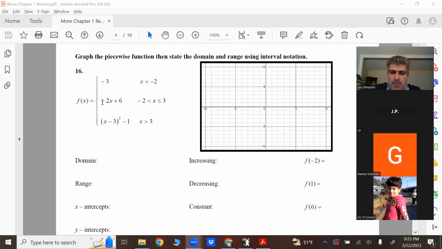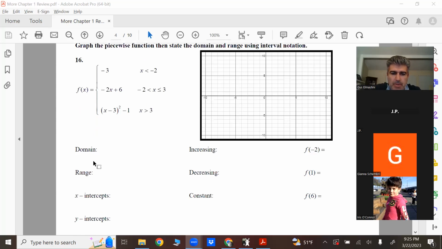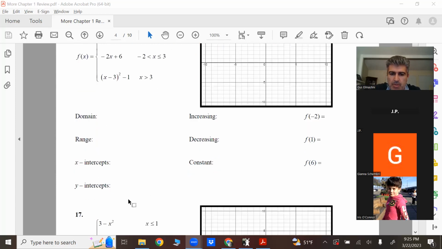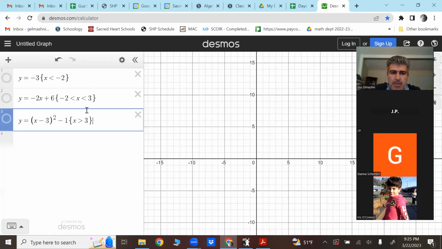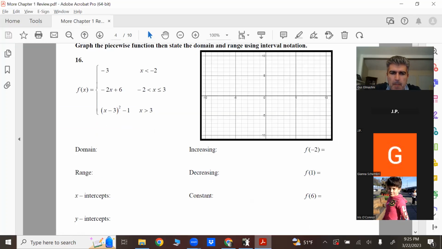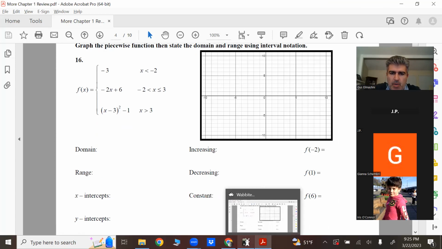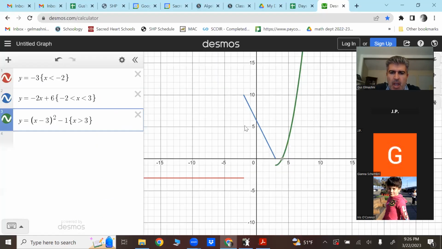So let's revisit this one. And there's a whole bunch of things you're being asked for number 16: domain, range, increase, decrease, x-intercept, y-intercept, where it's constant. And I'm also going to ask about relative min and max, too, in a problem like this. So let me go back to Desmos, because I did type in all those things here. And I believe there's a hole. Hold on. Yeah. There's a hole at negative 2 and a hole at 3 on the right side.